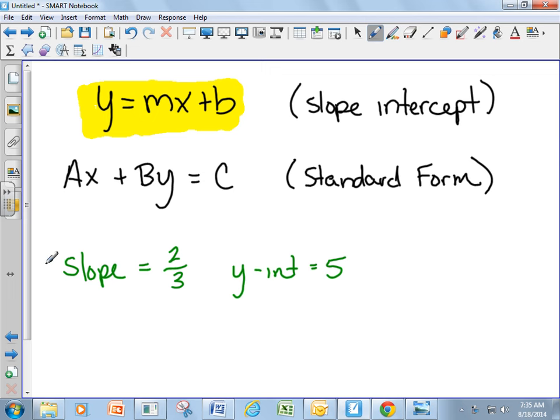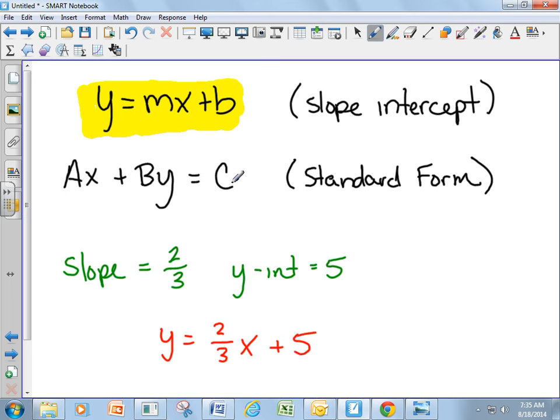I've given you some information down here, the slope and the y-intercept of an example line. So if we were going to take this information and plug it into slope-intercept form, I feel like that would be very easy for you. So we would do y equals 2/3 x plus 5. So that's not an issue.